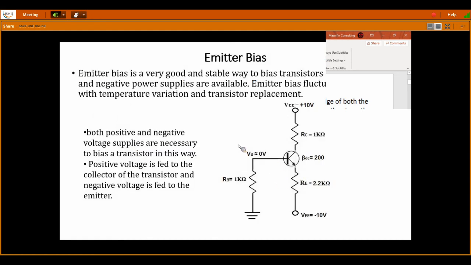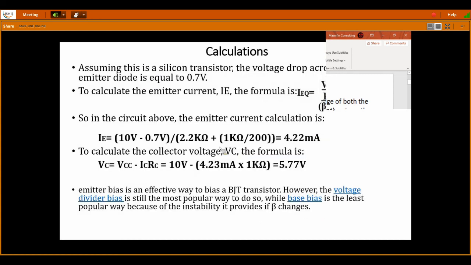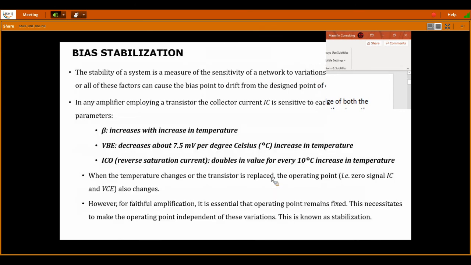So next, here in self bias, out of all these five types of biasing techniques, we prefer the voltage divider biasing technique. Next, bias stabilization. So why do we require the stabilization?